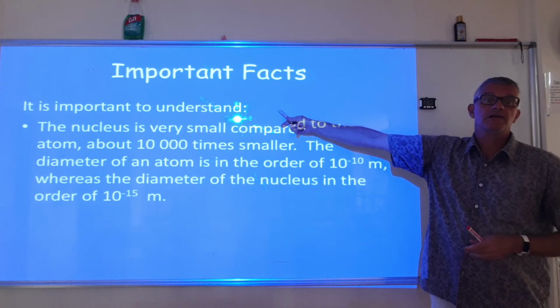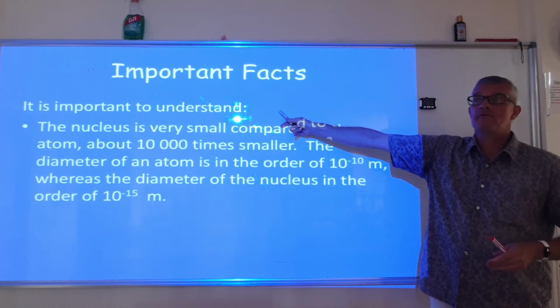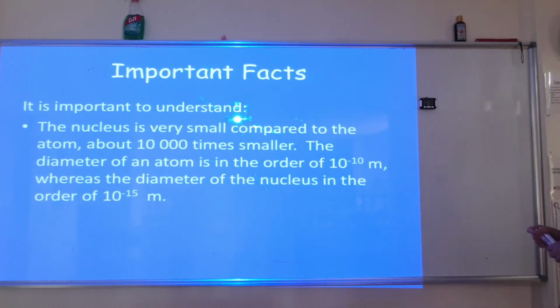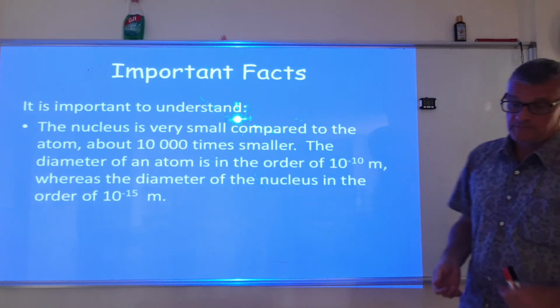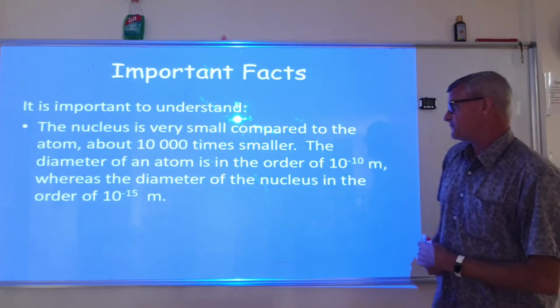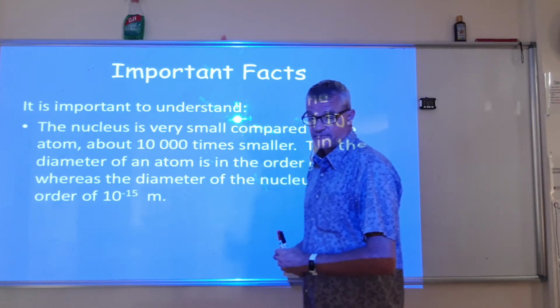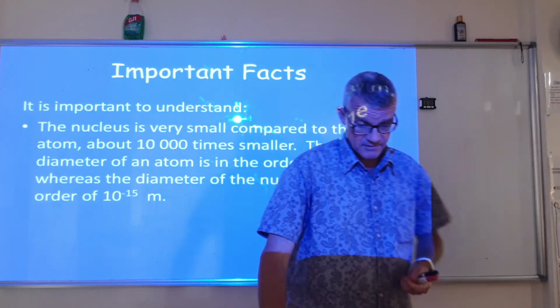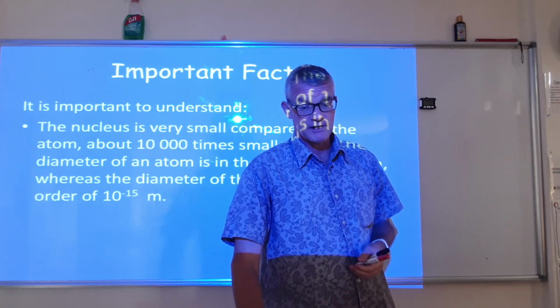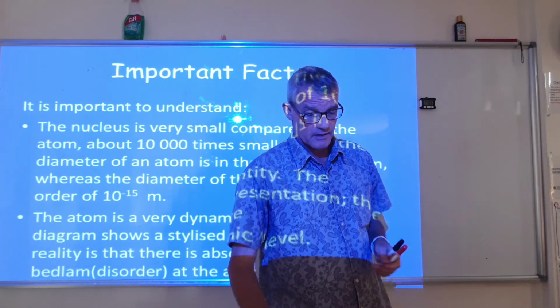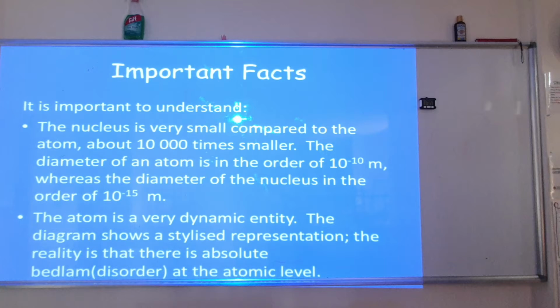Like this, hardly to see. Yeah, very, very small. Okay. The diameter of the atom is in the order of 10 to the negative 10 meters, whereas the diameter of the nucleus is in the order of 10 to the negative 15 meters, or femtometers. Okay? The atom is a very dynamic entity.